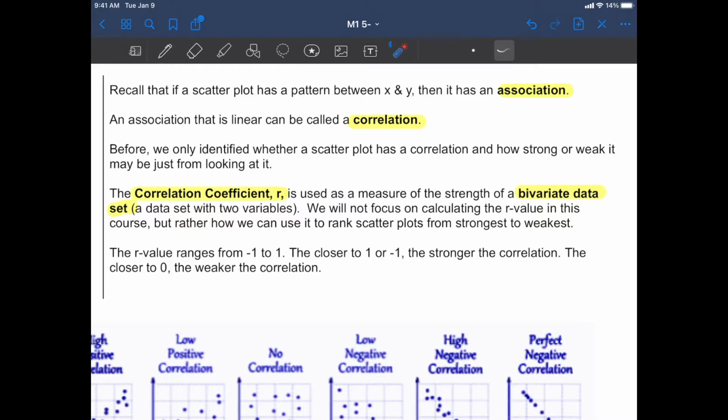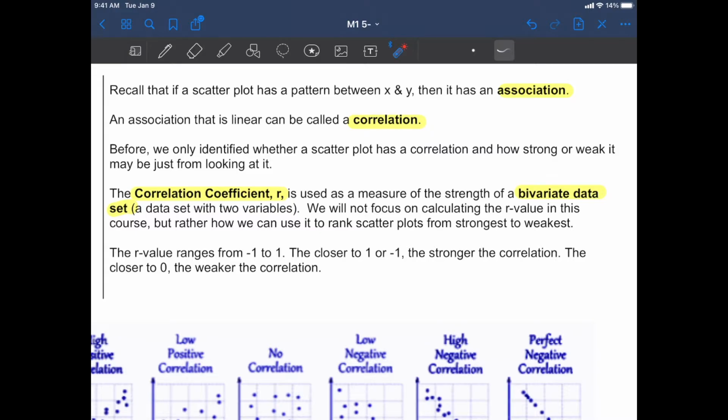Recall that if a scatter plot has a pattern between X and Y, then it has an association. An association that is linear can be called a correlation. Before, we only identified whether a scatter plot has a correlation and how strong or weak it may be just from looking at it. But there's actually something that we use called the correlation coefficient, R, which is used to measure the strength of a bivariate data set.